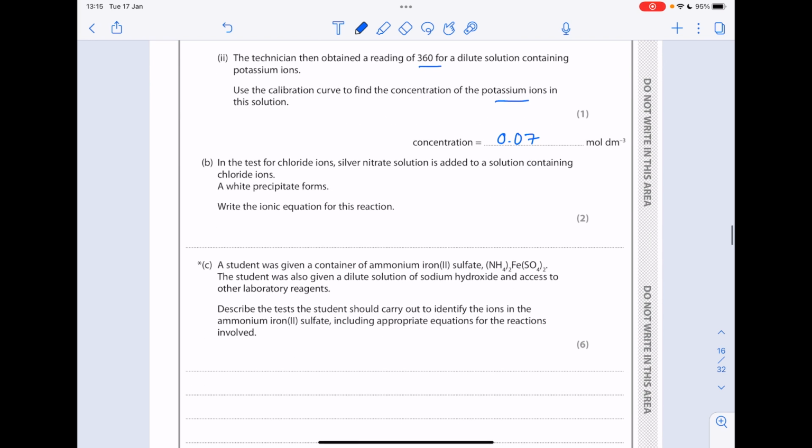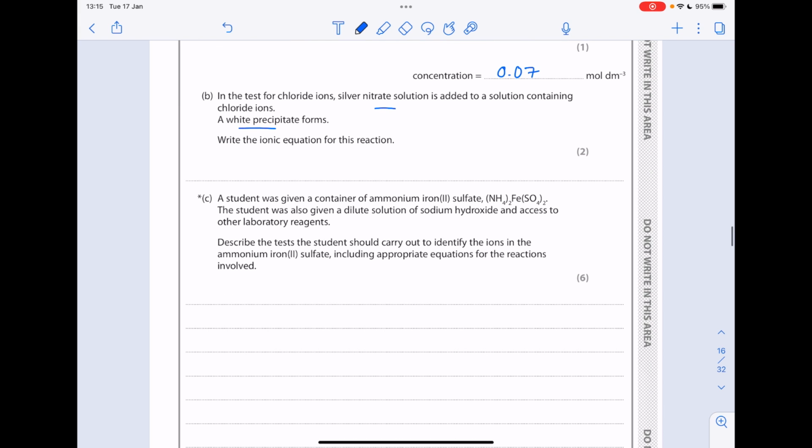In the test for chloride ions, silver nitrate solution is added to a solution containing chloride ions. A white precipitate forms. Write the ionic equation. So there's our chloride ion. It's reacting with the silver of the silver nitrate solution to form a white precipitate of silver chloride. And then just add your state symbols and check that it's balanced, which it is.